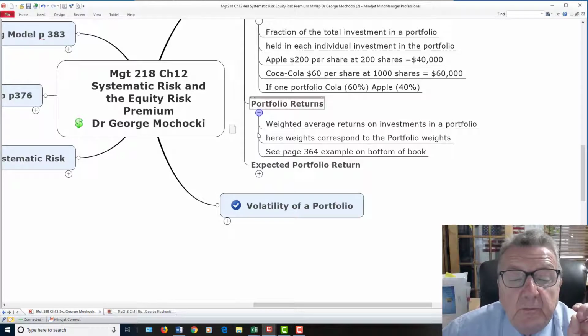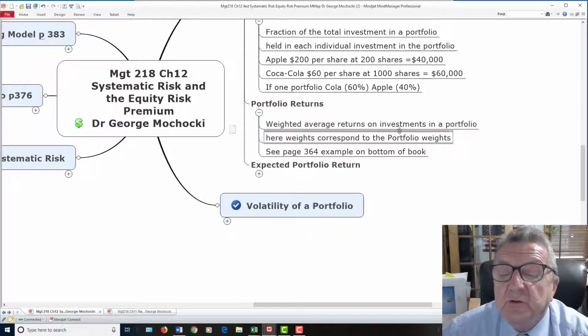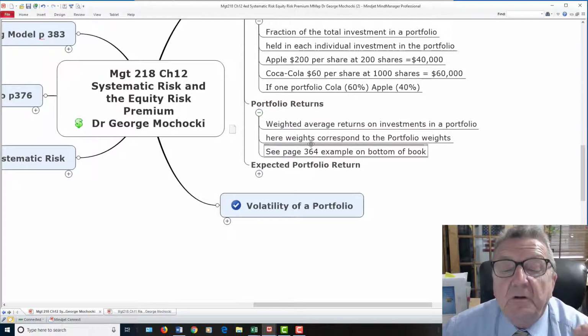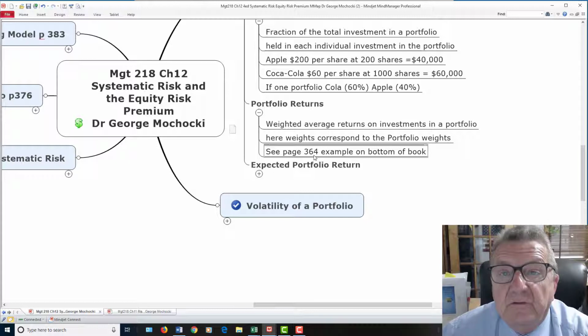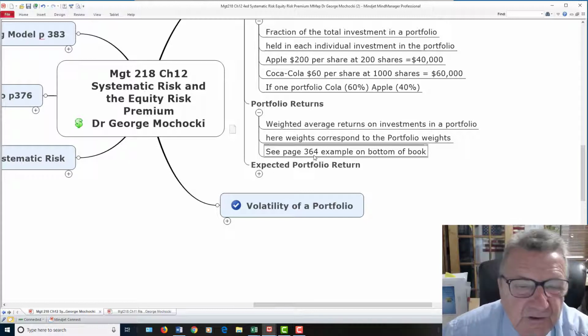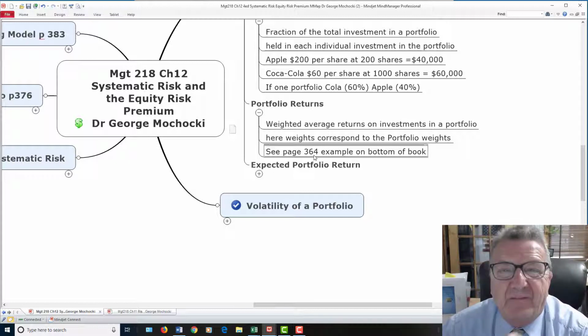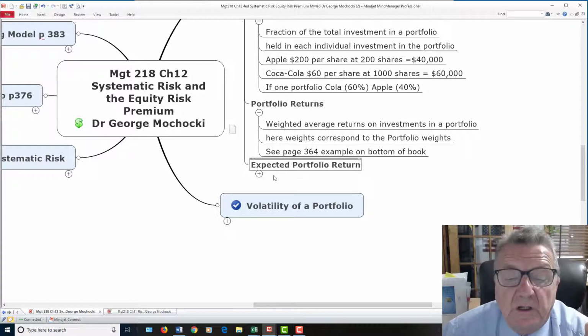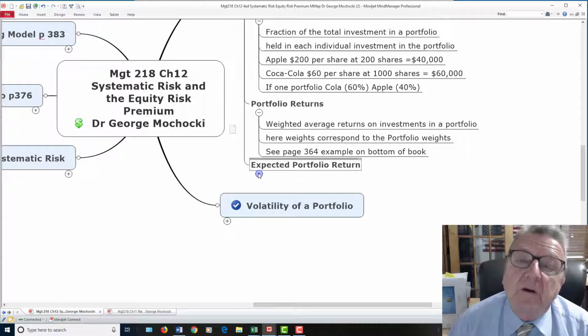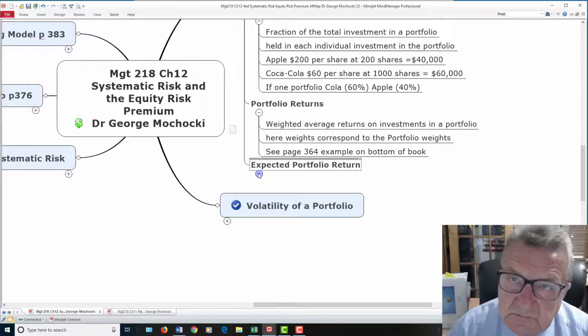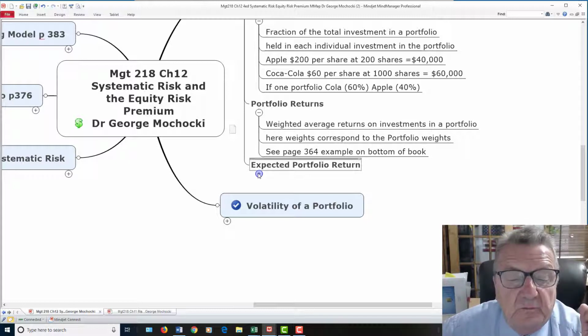Okay, now your portfolio returns: the weighted average returns on the investment portfolio. Here, weights correspond to certain portfolio weights. And they had the example in the book on page 364. If you've got earlier editions, it's in chapter 12. It could be off by about 5 or 10 pages because they added some more information. Okay, now, so I weighted. This is more when I'm weighting, I'm looking at the risk factor, and we discussed that in the classroom.